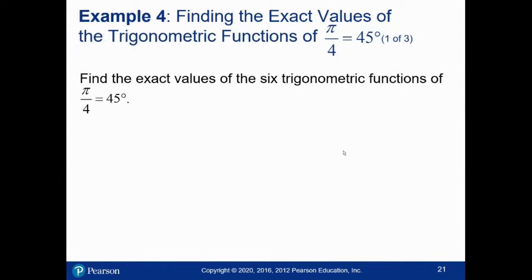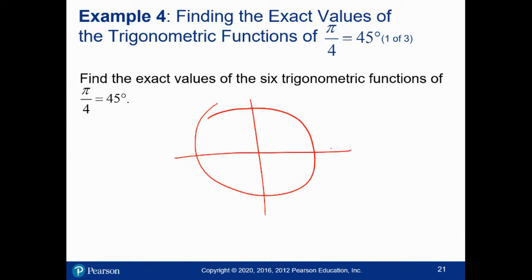How about a value of an angle which is not a quadrantal angle? Can we find the exact values of sine, cosine, etc. of 45 degrees or pi/4 radians? So now, here's the unit circle. Oh, that's a bad circle, but I'm not very good at drawing. 45 degrees points this way. So here's my angle of pi/4 radians. How can I possibly find the coordinates of this point?